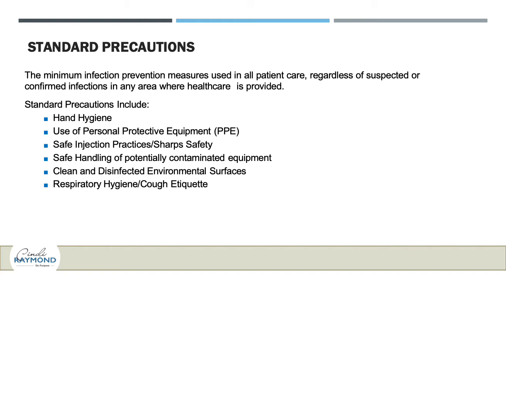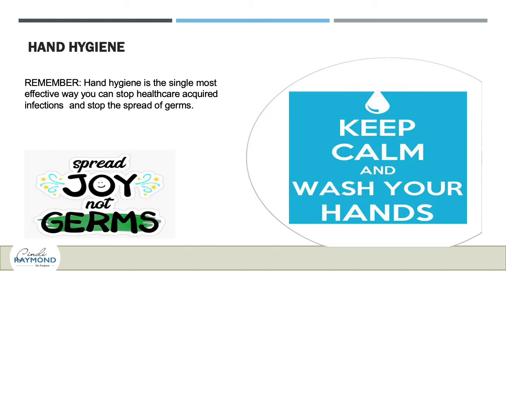So we're going to go over, because this opens up our F880 tag for everything, all aspects of infection control, but we are going to focus on hand hygiene and catheter care. So hand hygiene, as we know, is the single most effective way you can stop healthcare acquired infections and stopping the spread of germs.